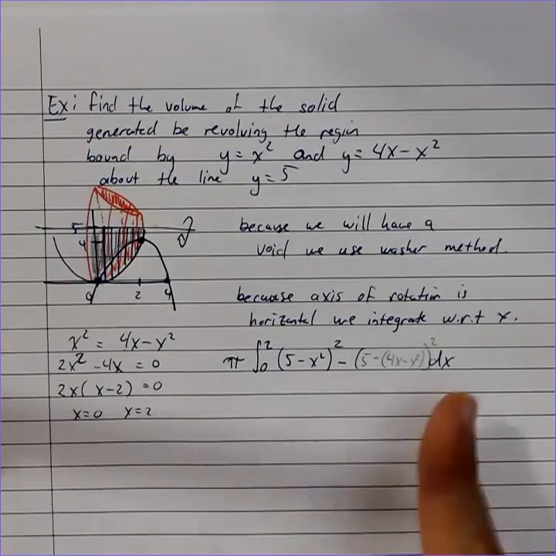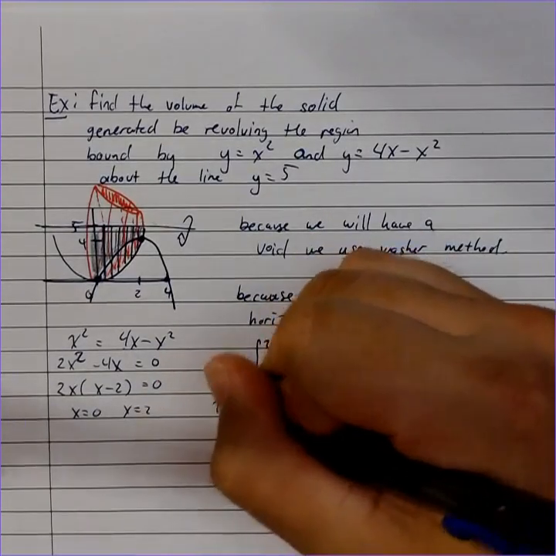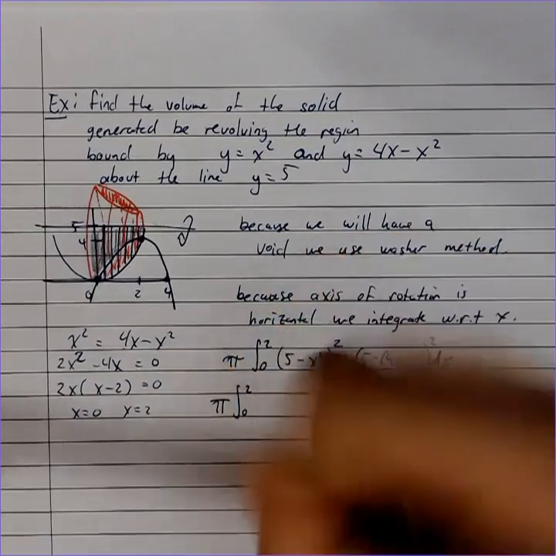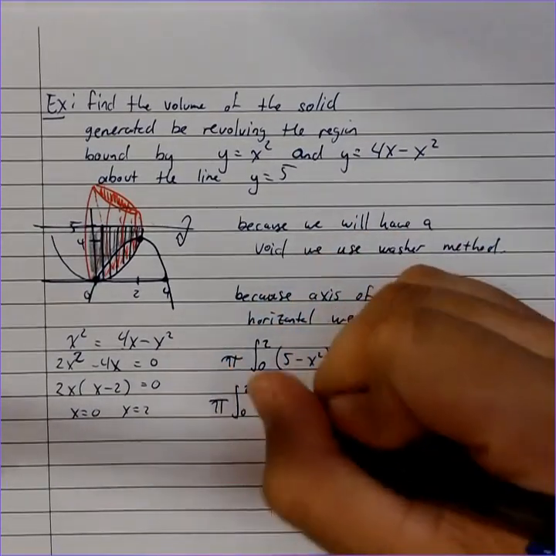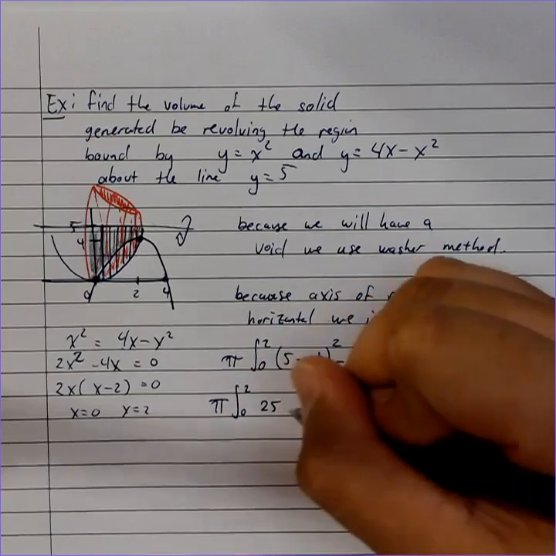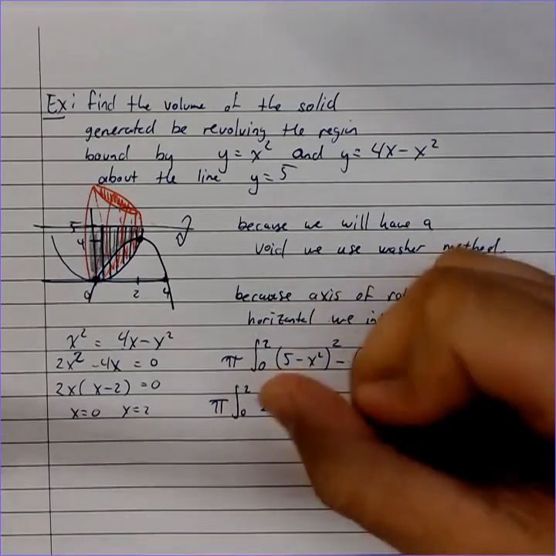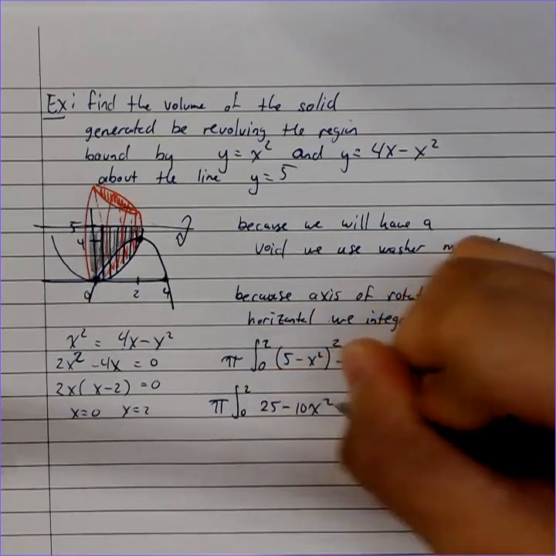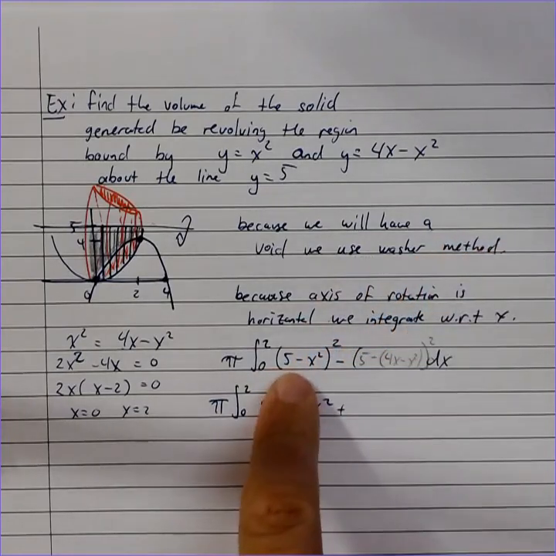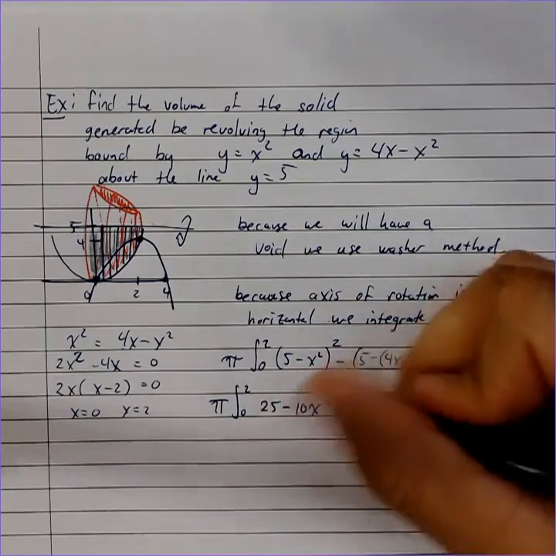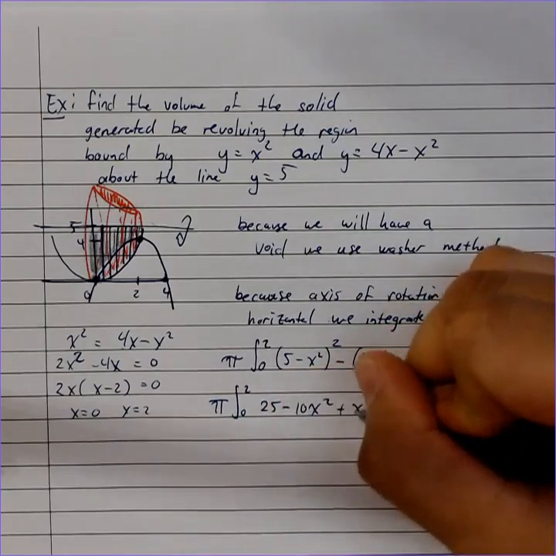So now let's simplify that out and we'll get our answer. So this will be pi, integral from 0 to 2. We can square this out, and that'll give us 25 minus 5x squared minus another 5x squared is minus 10x squared. Plus, negative x squared times another negative x squared is positive x to the 4th.